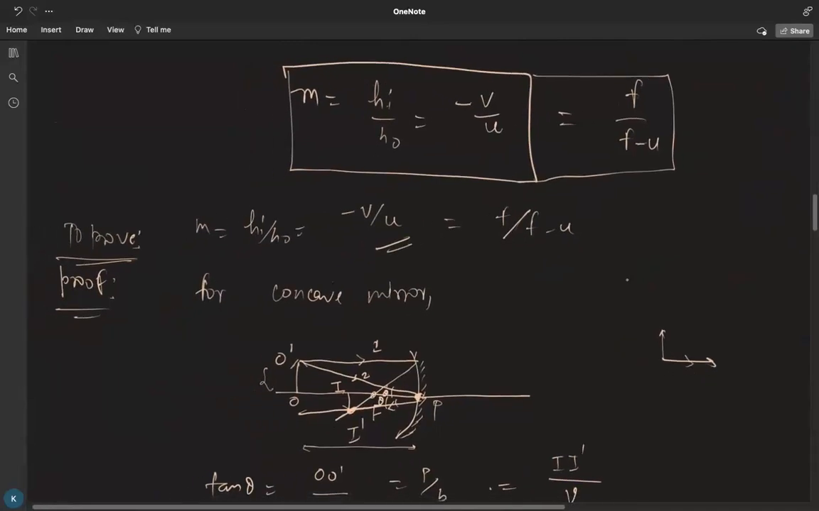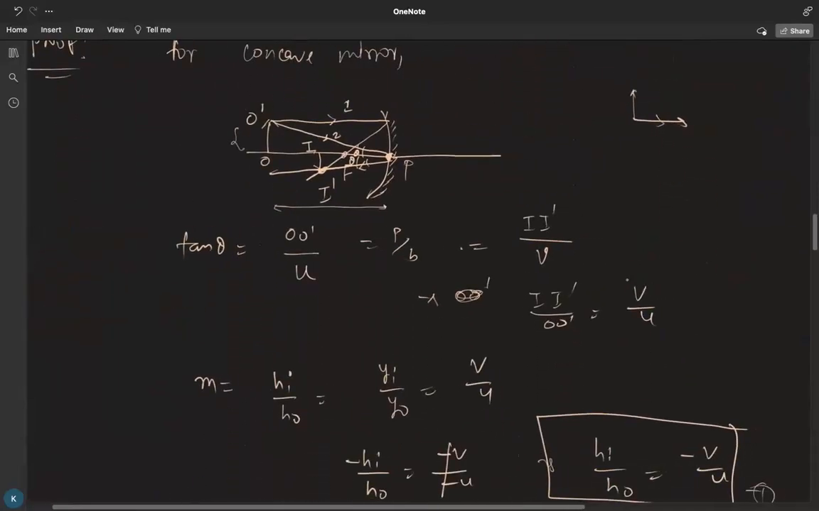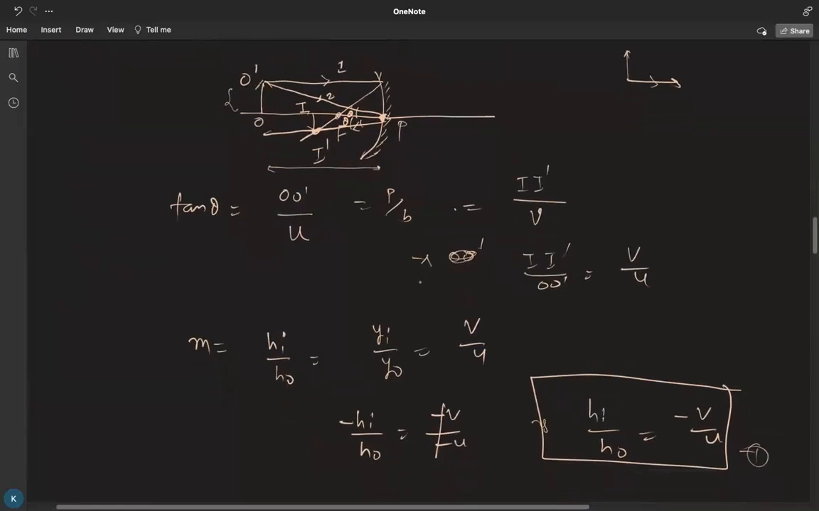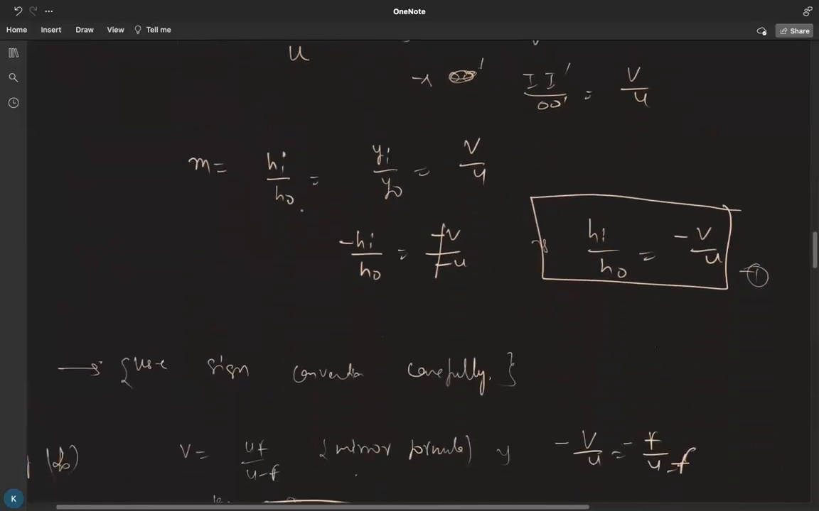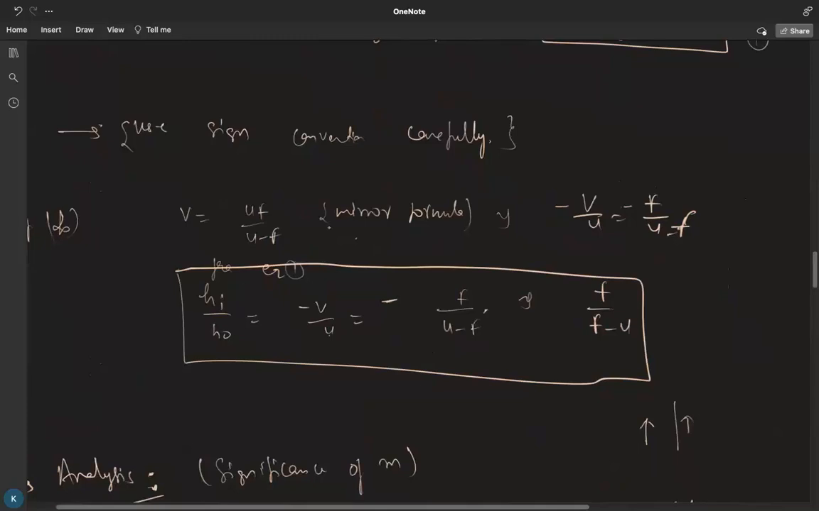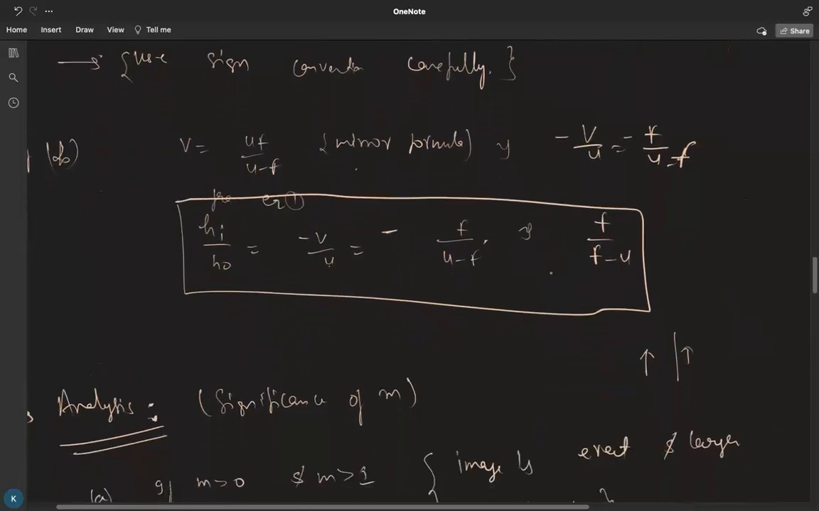Then the next thing, we are going to prove it using simple trigonometric ratios, where I'm using tan of theta, and tan of theta will be p by v. So I'm going to use o dash, which is the height of object. You can similarly watch the proof. It will be easy, right? And then I use the mirror formula, and then I get minus v by u as f by u minus f. And when I implement it here, I get hi by h equal to minus v by u, which is equal to f by f minus u. It is actually easy, right?